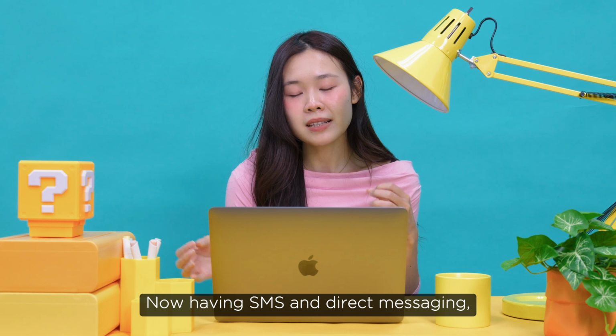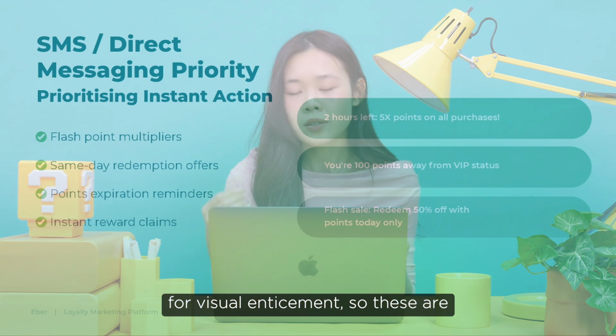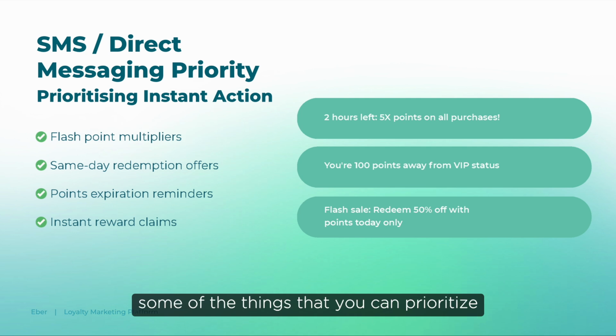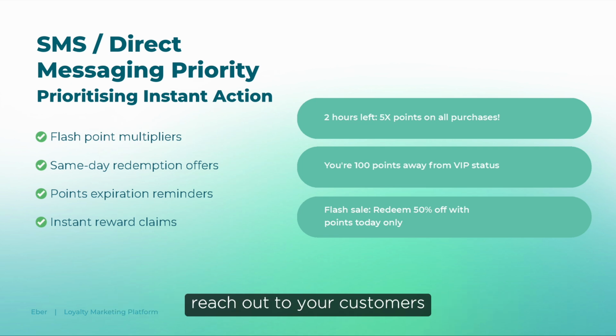Now, with SMS and direct messaging, you don't really have that flexibility for visual enticement. So these are some of the things that you can prioritize for instant action. Things such as flash point multipliers, same-day redemption offers, points expiry reminders, as well as instant reward claims are really good things that you can use to reach out to your customers through SMS and direct messaging.